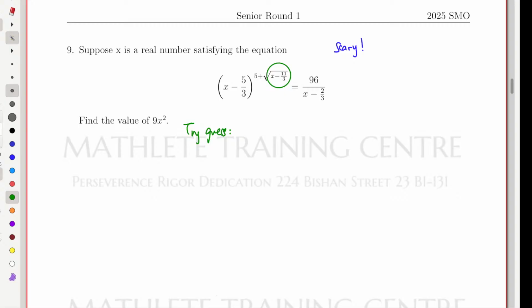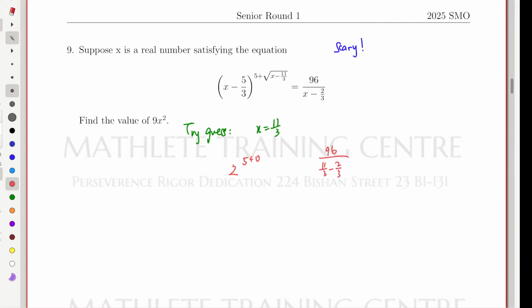So the first thing you might want to try is something that makes this easier to calculate. What would that be? Well, maybe I just want to try x equals 11 over 3. So if x is 11 over 3, what happens now? Then you will have 11 over 3 minus 5 over 3, that's equal to 2, right, to the power of 5 plus 0. And on the right side, you're going to have 96 over 11 over 3 minus 2 over 3.